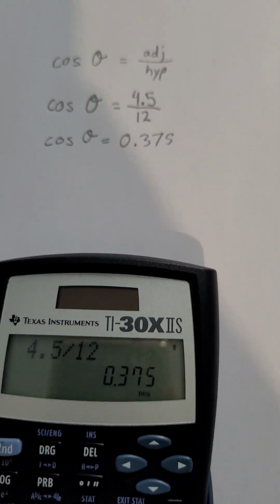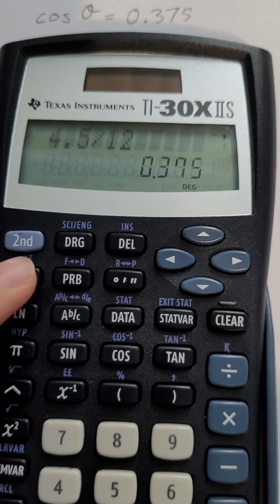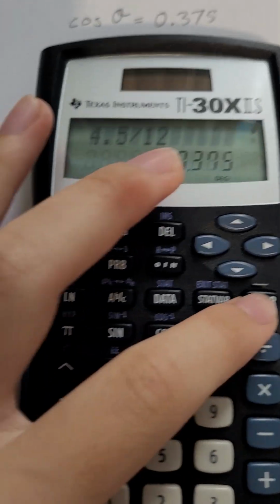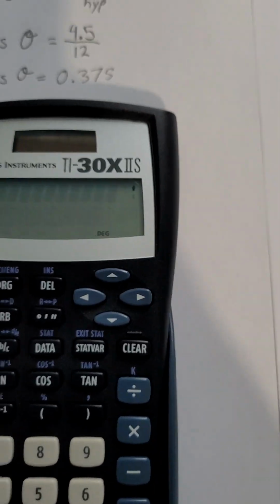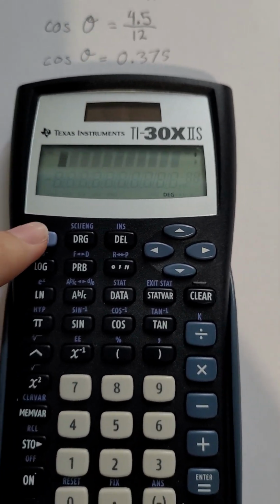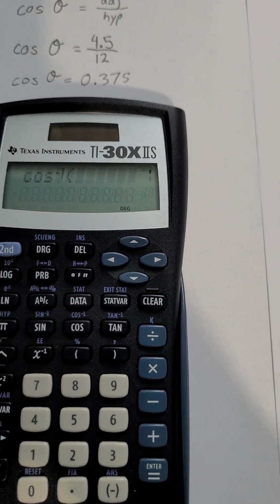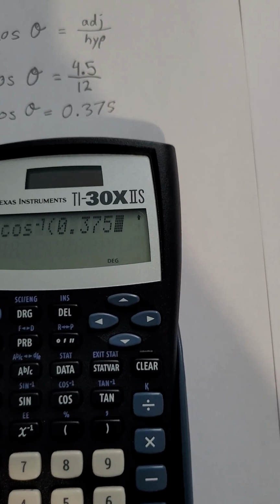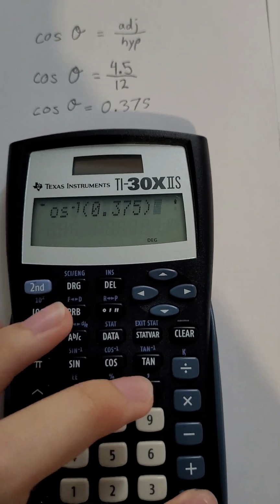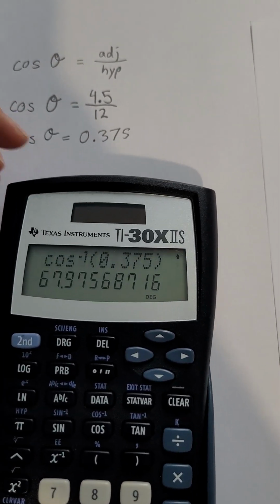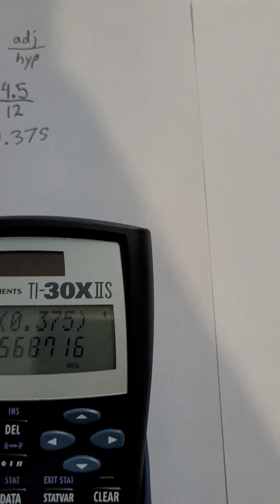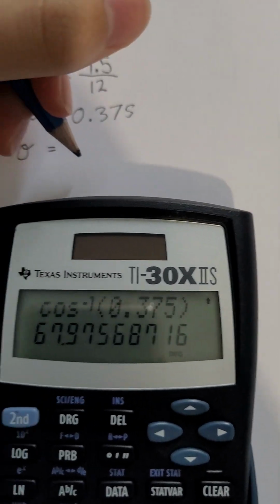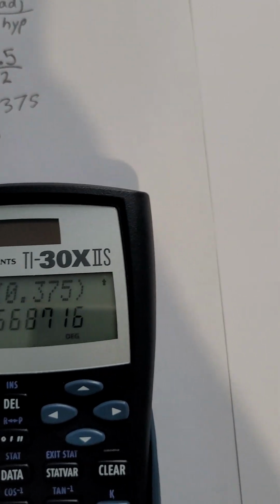Well, that's where you have to take a different direction, in which you use the second function and the inverse cos sign here. So if we just clear that, and we go with the second function, and then inverse cos, and then we put in 0.375, like that, and then close the brackets, we will get 67.9, which we can just round to 68 for the example at least.